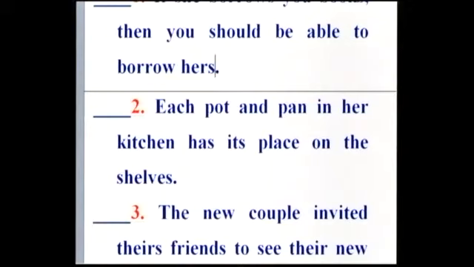Each pot and pan، كل حلة in her kitchen has its place on the shelves. طيب I have her kitchen جاي وراها noun, so it is an adjective. This is correct. Has its place. Its place دي طبعا an adjective جاي وراها noun place on the shelves، يبقى الجملة دي صح.